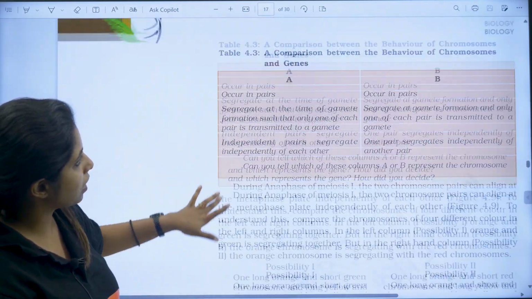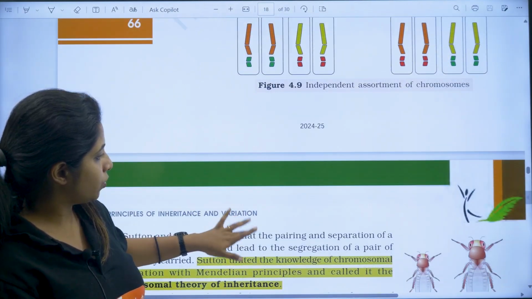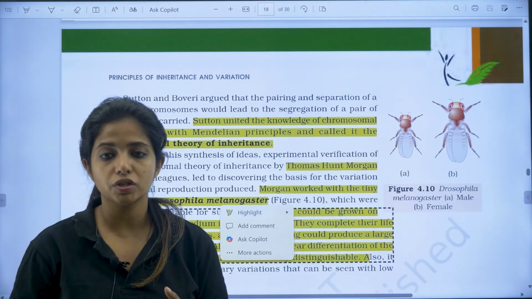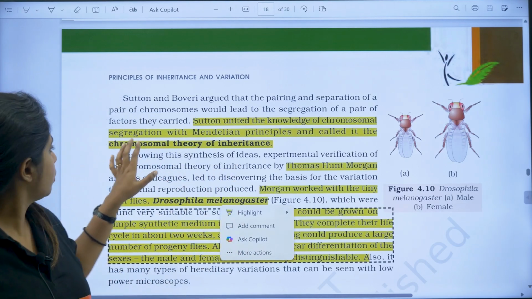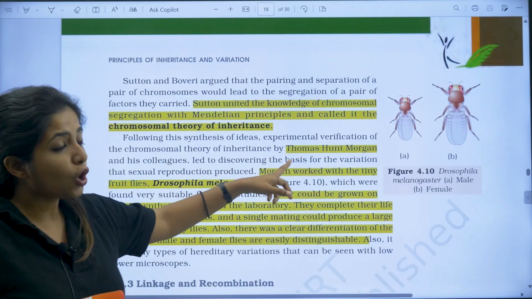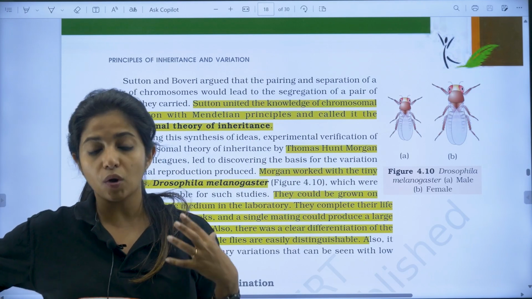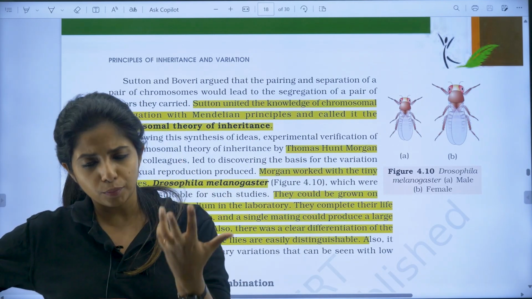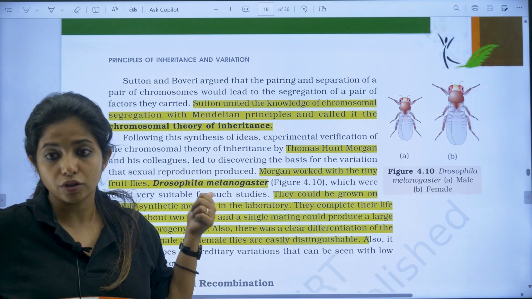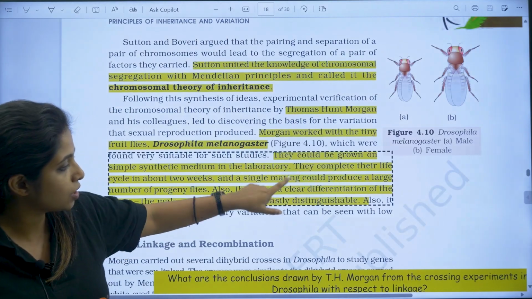Now, this chart is important, you can read it. You can be asked about the differences or comparison between gene and chromosome. Now, coming over here, this is important. Who put down the chromosomal theory of inheritance, my dear children? Sutton and Boveri. Sutton united the knowledge of segregation with Mendelian principles and called it the chromosomal theory of inheritance. Now Thomas Hunt Morgan was hunting, he wanted to find all the things correctly, he was putting in more effort and doing more research, and he researched on Drosophila melanogaster, that is the fruit fly. And why did he choose Drosophila melanogaster? That is given over here. That is a very important question, so please know that.